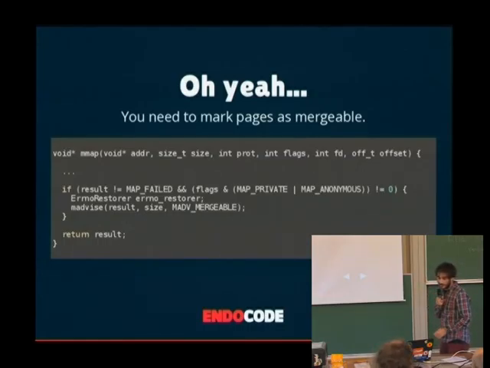AOSP KitKat only does this in the mmap function, as you can see here, and only does it with private and anonymous pages. That's interesting because in CyanogenMod they've been using this for a longer time, and they do it when Zygote forks the processes, and they do it with the heap and stack values. So that's interesting.